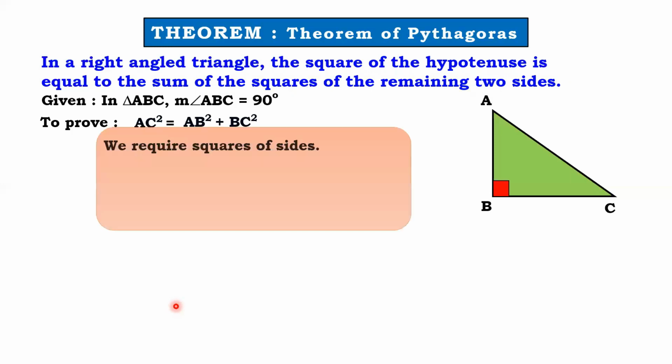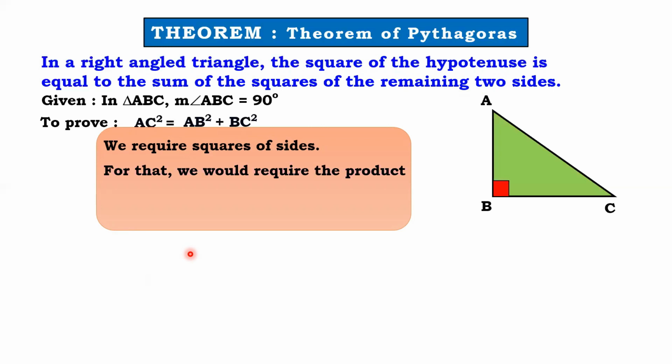So students, as I have discussed in the last sum, here we require AC square, AB square, BC square. That means we require squares of sides. And to get the squares of sides, we have to get the product first. Because what is the meaning of x square?